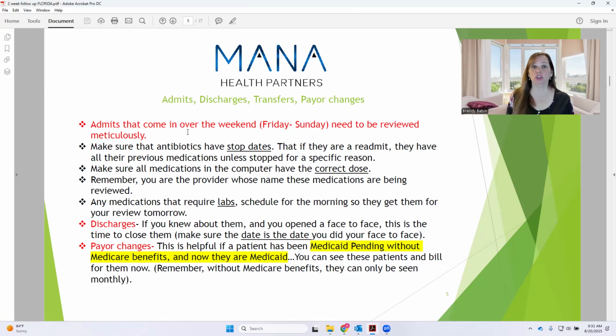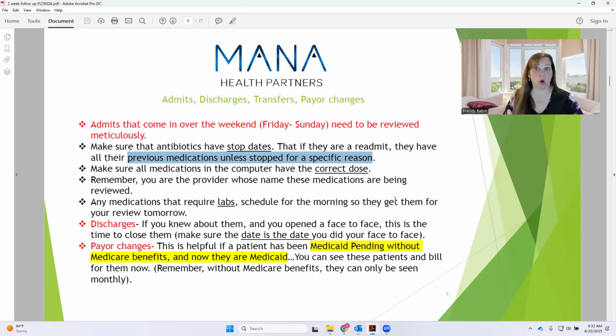So when you're looking at that, make sure that you've got the correct everything. So antibiotics, sometimes they put them in, but they forget their stop date, or the hospital doesn't give you a stop date. If they're a readmit, make sure that all of their previous medications that were on their MAR last time are now on their MAR this time, unless they stopped.